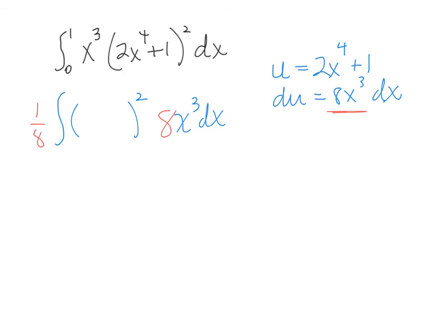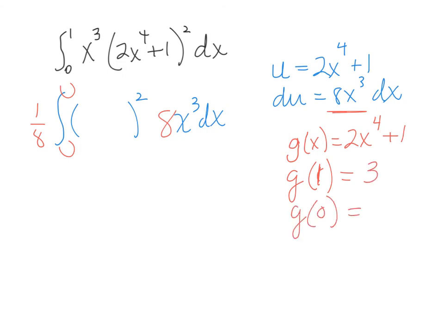And then the other thing that I have to do is find my new values here. So g of x is going to be equal to the u, 2x to the fourth plus 1. I need g of 1, which is 2 plus 1, which is 3. And then I need g of 0, which is 1. And those are going to be my new integration limits. So as I write this as a u substitution, I have 1/8 from 1 to 3 of u to the second du.